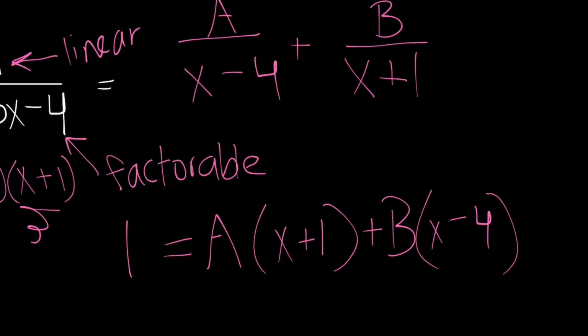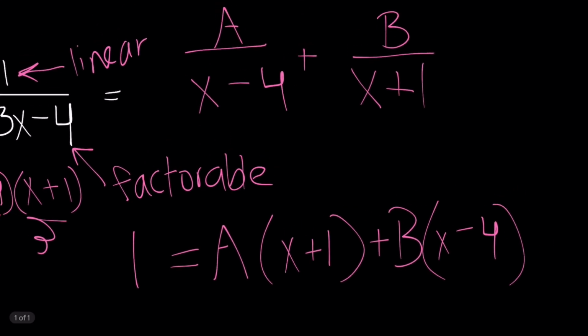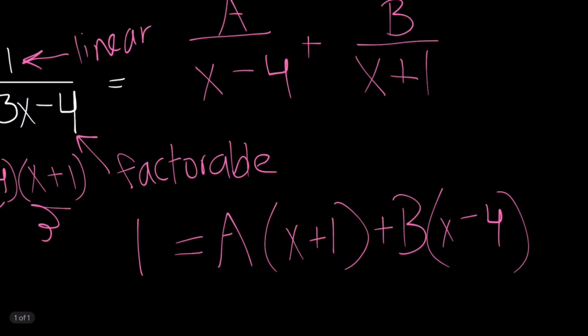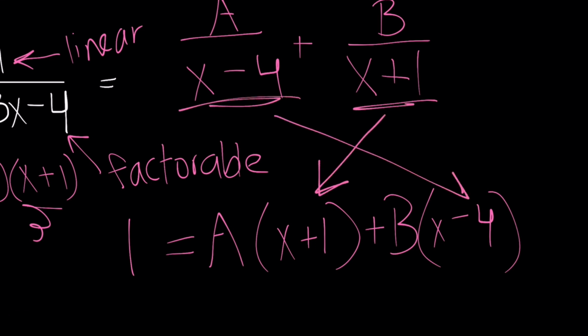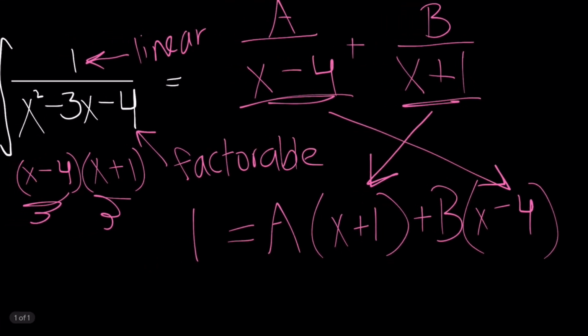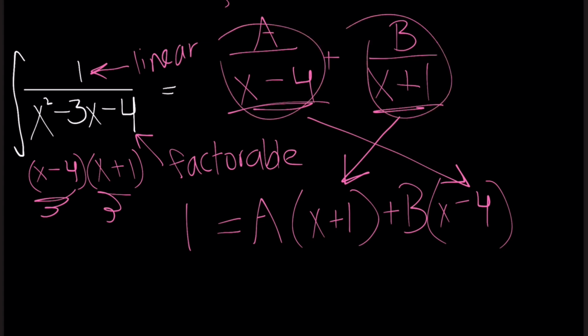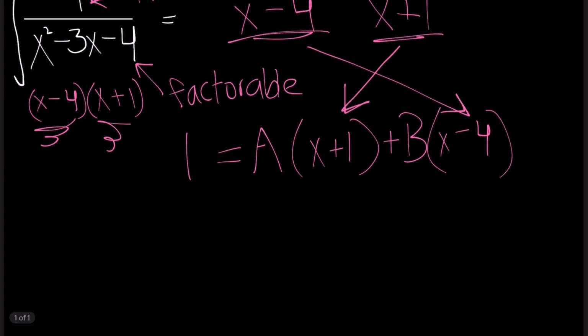Now, as you can see, I assigned the opposite factors here. I just switched x plus 1 to be multiplied with A, and I switched x minus 4 to be multiplied with B. That's why you need to be careful while doing partial fractions and write things out like this, so that you can be careful on what factors you assign to which letter. Next, I'm going to solve for A and B.